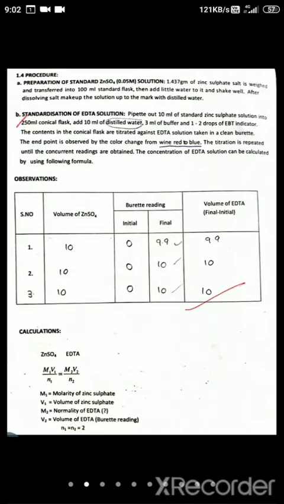How to standardize? Pipette 10 ml of standard zinc sulfate solution into a 250 ml conical flask, add 10 ml of distilled water, 3 ml of buffer, and 1 or 2 drops of EBT mixture.